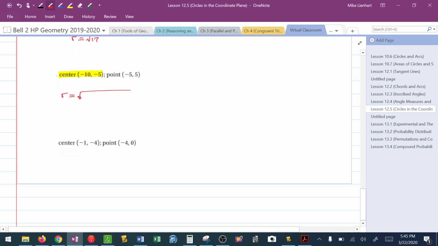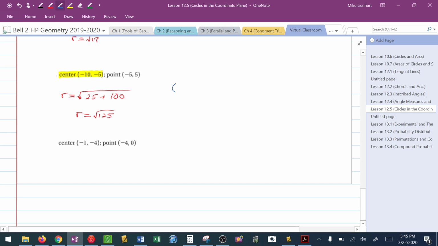From negative 10 to negative 5, that's 5 units squared is 25. Plus, from negative 5 to 5, that's 10 units squared, or 100. So the radius would be the square root of 125. And I'm going to leave it like that because I know my next step is to square that into the equation. That's going to make the radical disappear.